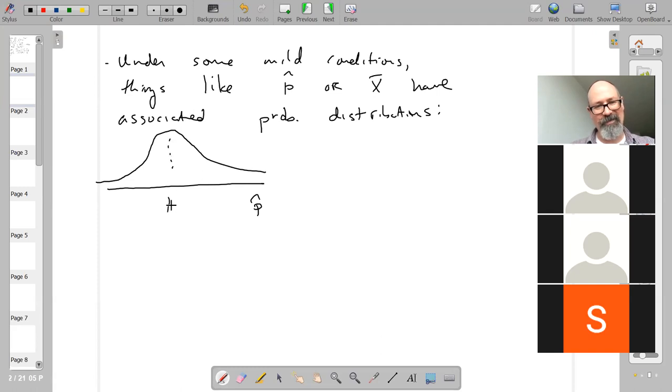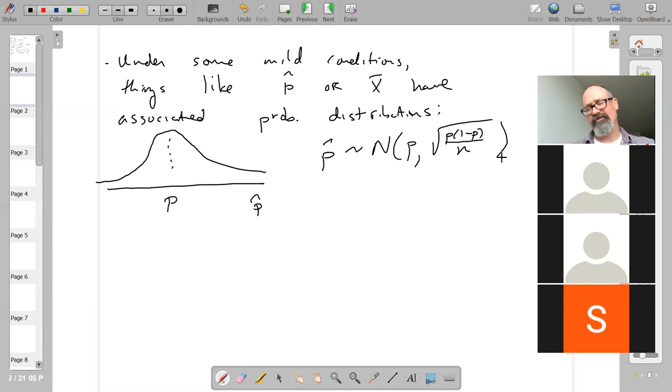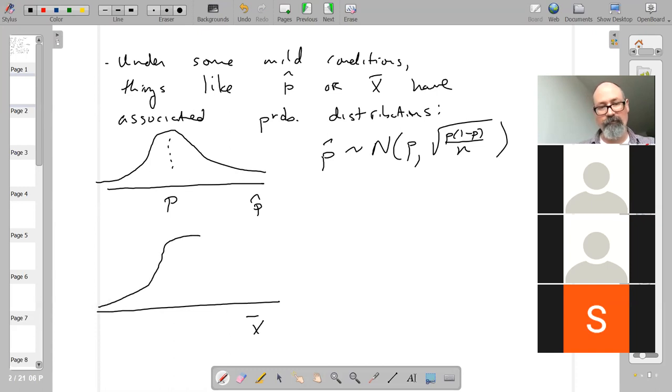And so if you're dealing with something like p hat, if you're trying to infer information about a population proportion, then we know that p hat is approximately normally distributed with these characteristics. So we're talking about a sample size of n. n is usually for us going to be some number, like 100 or other numbers that we've talked about so far. We also know that for the sample mean, we get a picture that looks something like this.